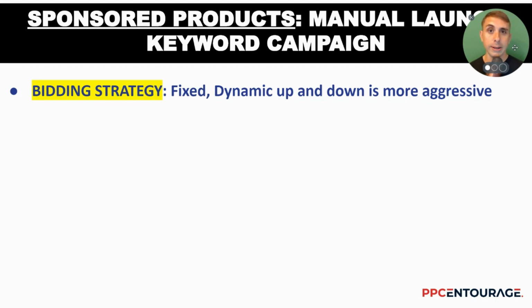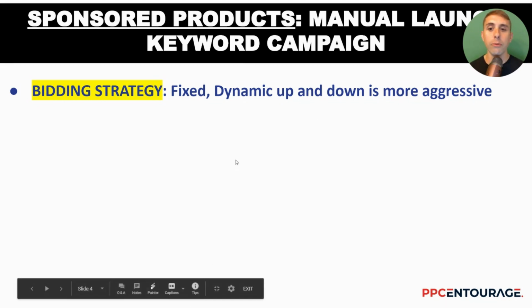Now, keep in mind, even with the information I just shared with you, if you want to be absolutely super aggressive and if you have the budget to do so, use dynamic up and down. That's going to be much more aggressive, and Amazon then has the leeway to raise your bid price up to 100% based on the likelihood of a conversion.